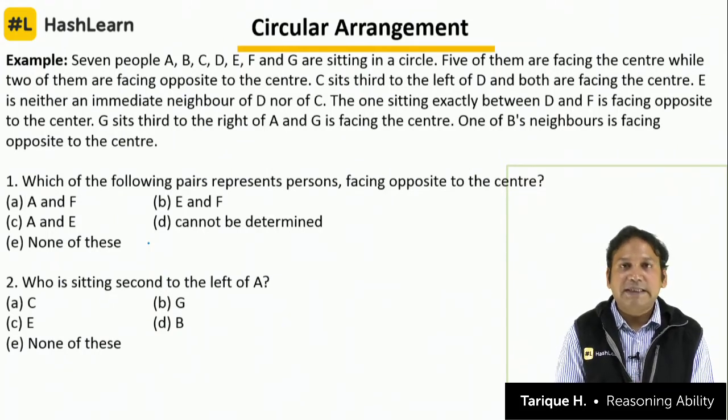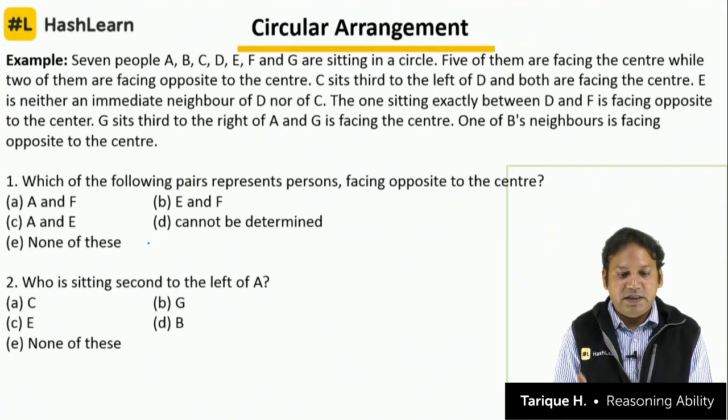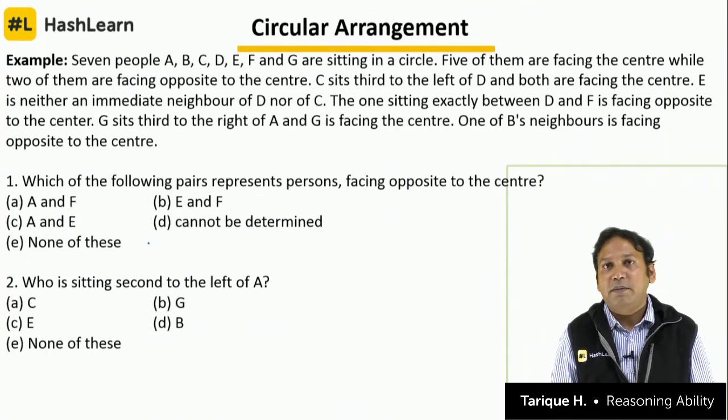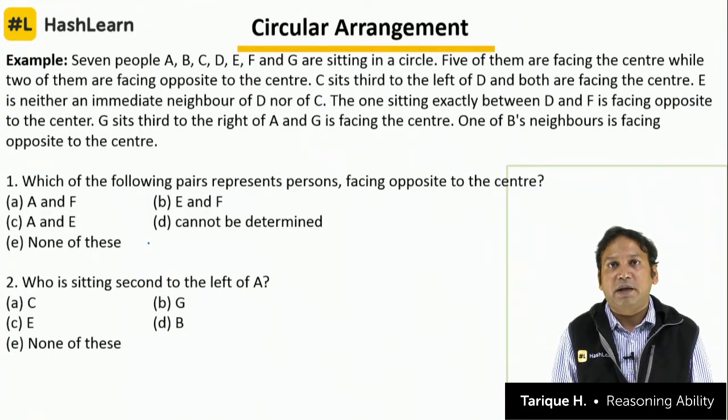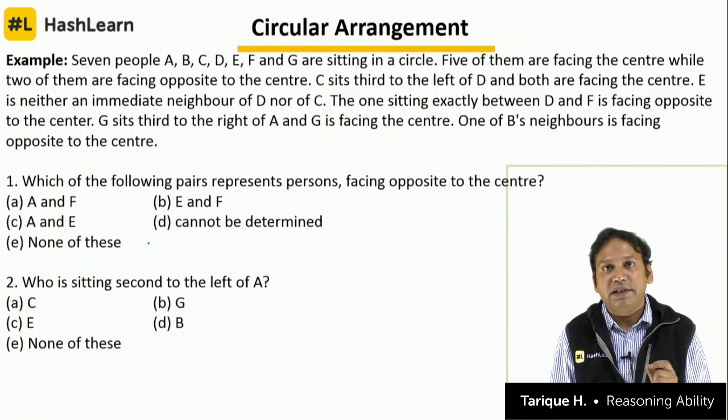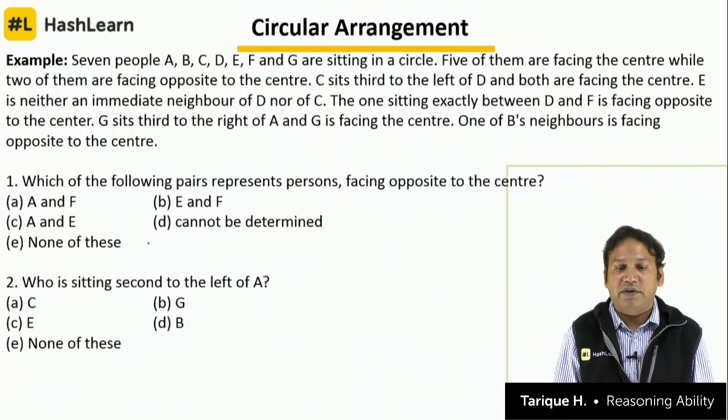इस क्वेश्चन में क्या दिया है, 7 persons are there. Now we don't have 6 persons, 7 persons. A, B, C, D, E, F and G are sitting in a circle. 5 of them are facing the center while 2 of them are facing opposite to the center. अब यहाँ पे सभी लोग सेंटर नहीं फेस कर रहे हैं, 5 are facing towards और 2 are facing opposite. तो ये एडिशनल टास्क जाता है यहाँ पे, ये पता करना है कि कौन सेंटर की तरफ फेस कर रहा है और कौन बाहर की तरफ कर रहा है.